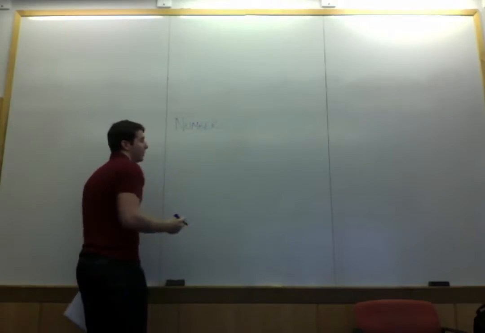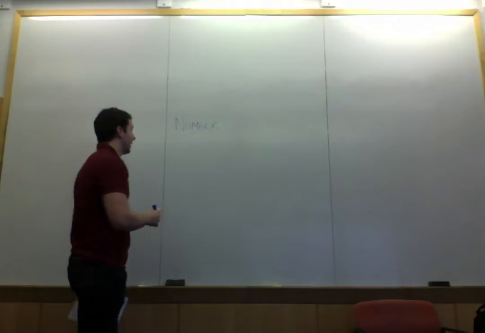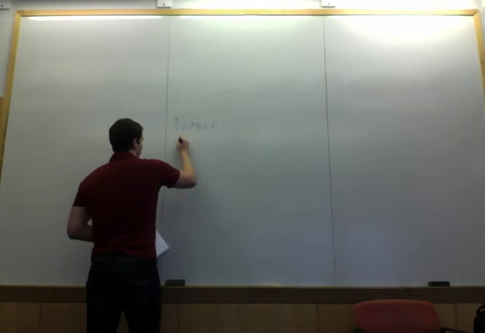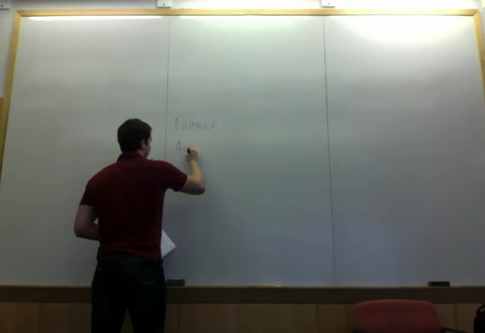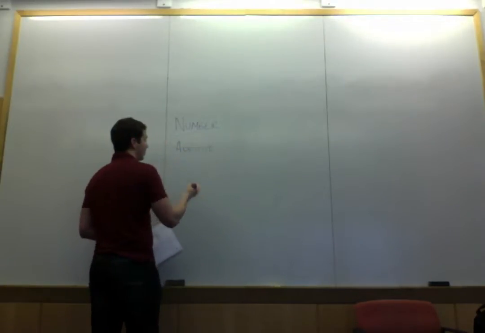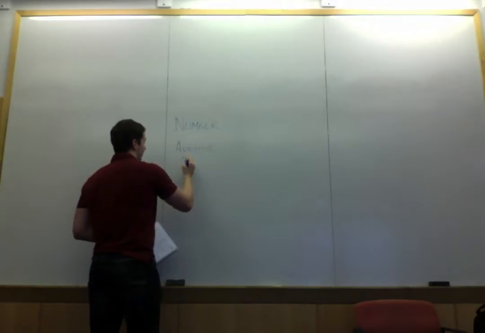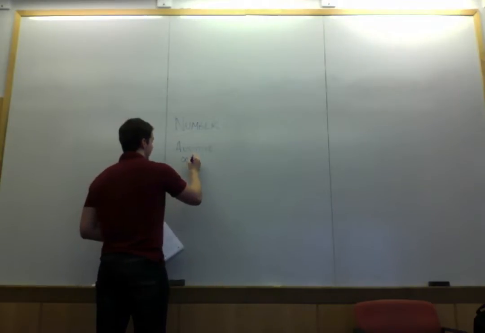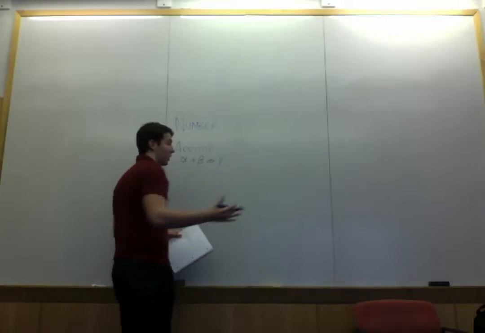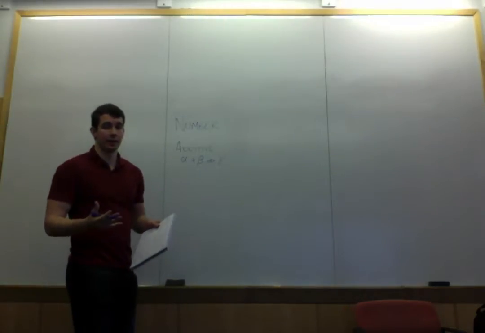has a few key properties, and one of those is that it is additive, meaning that if I have two elements in my number field, alpha and beta, if I add them together, the resulting value, let's call it gamma, will also be in the number field F.